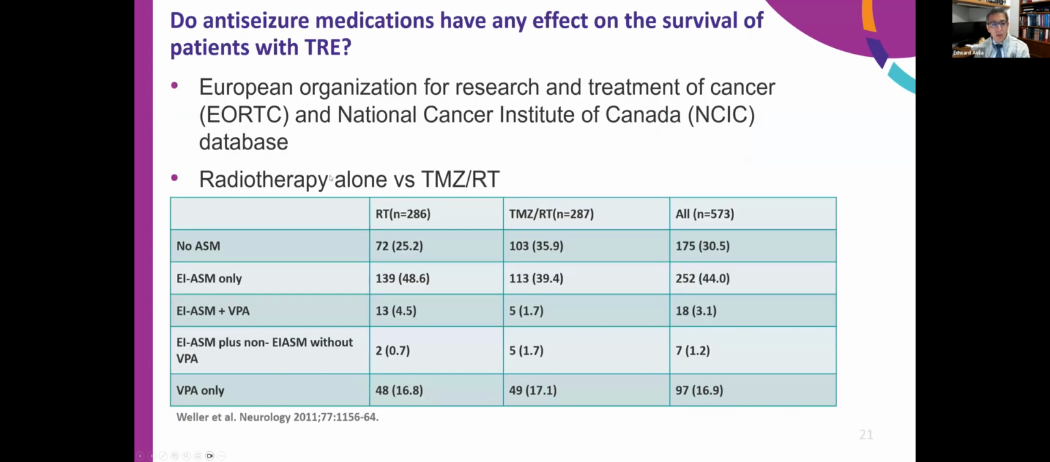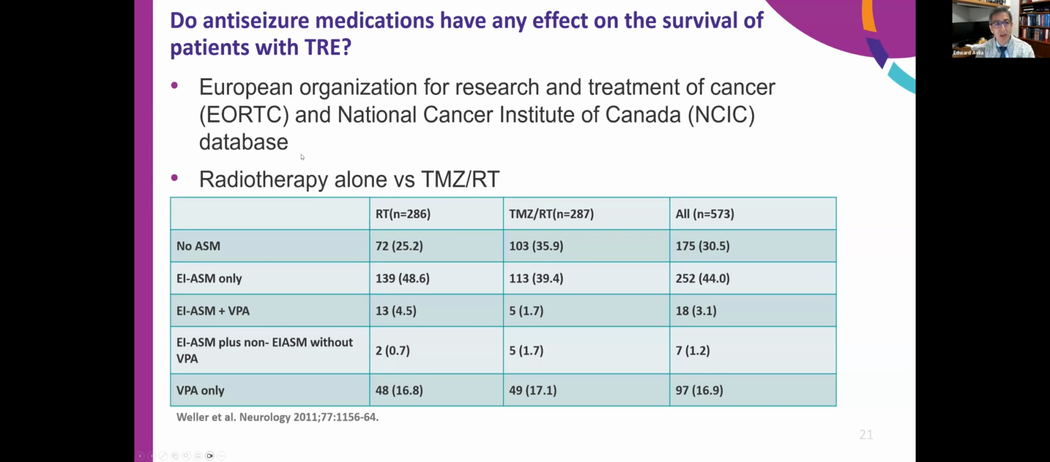So what often is looked at when we're treating anyone with a brain tumor is, does the intervention we're looking at, whether it's radiation, chemotherapy, or in the case of anti-seizure drugs, does this affect overall survival? Will it help them live longer if we give them a certain treatment?